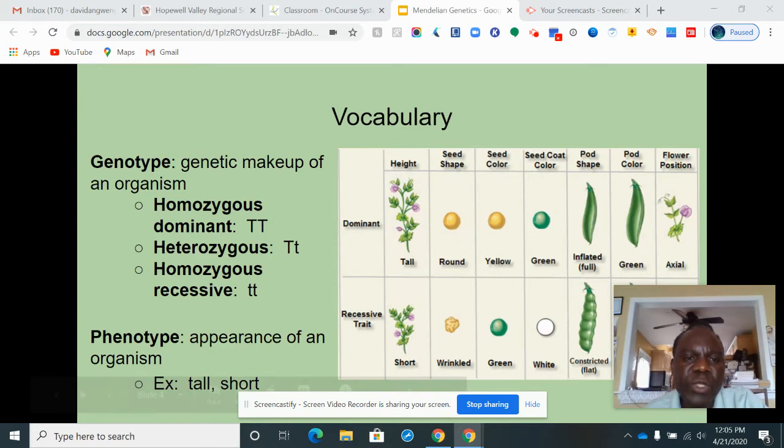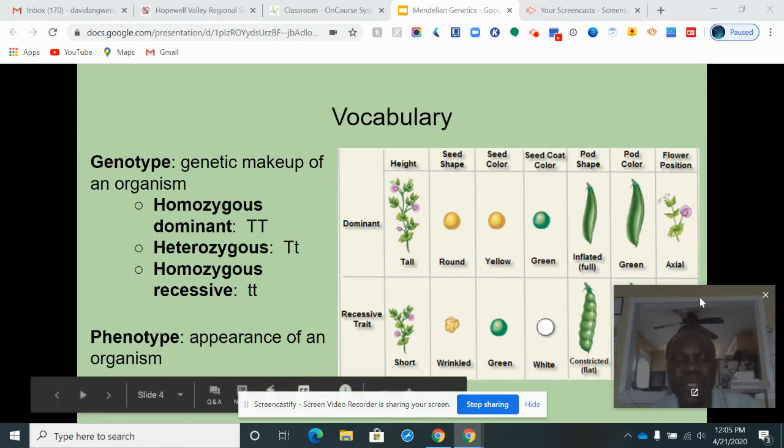We talk about genotype when we are referring to the genetic makeup of an organism. And a genotype will always have two alleles present. We talk about homozygous dominant if we are talking about two dominant alleles present. So for example, if the tall allele is present, both of them, that is homozygous dominant. Heterozygous is when we have a dominant and a recessive allele present. And homozygous recessive is when we only have the two recessive alleles present.